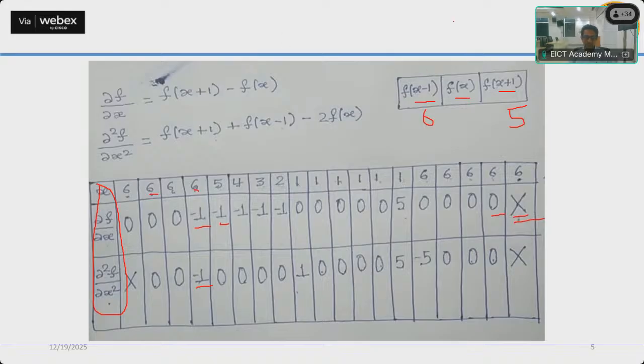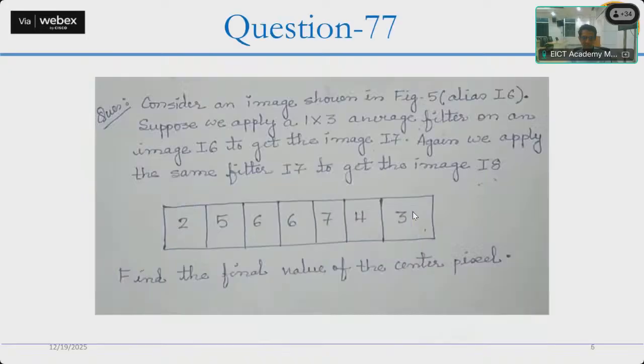In the first case, you need the next value. Here you need the next value. This is the next value. Since 6 doesn't have any next value, you can't get it. So this is the way you are able to calculate.